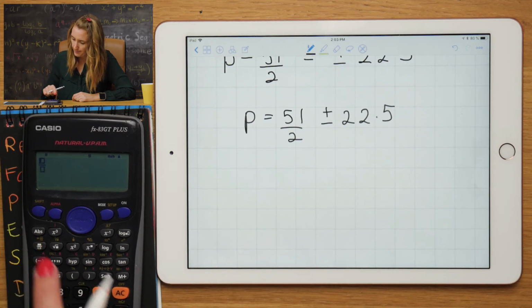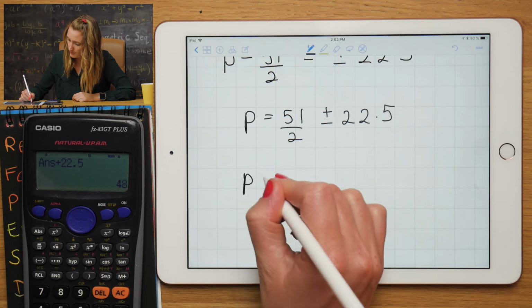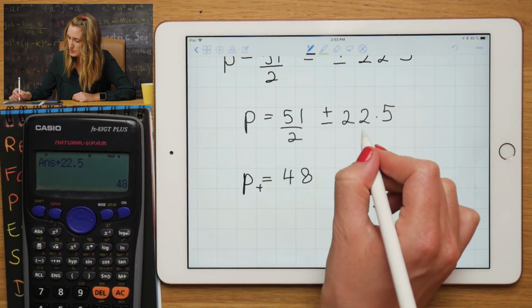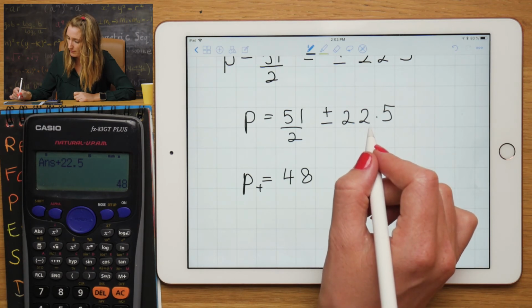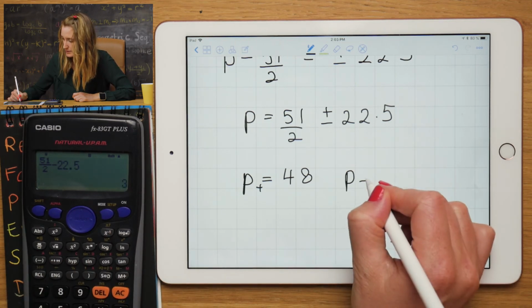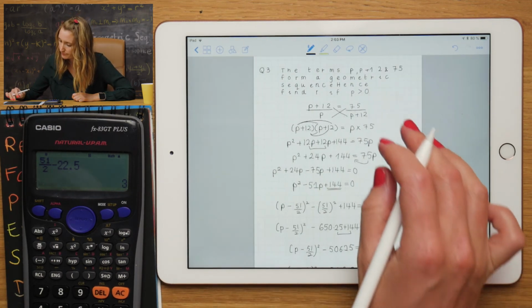So let's check it out. The first one's going to give me 48, if I add 51 over 2, which is 25.5. And the second one's going to give me 51 over 2 minus 22.5. P is going to give me 3. So these are my two values for P.